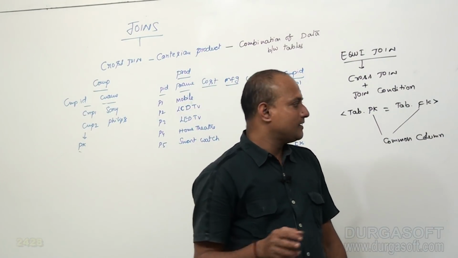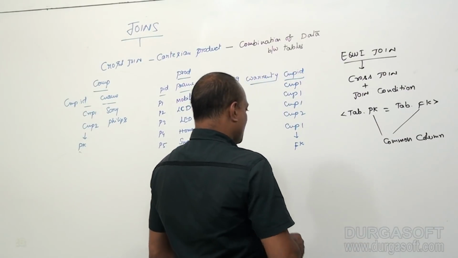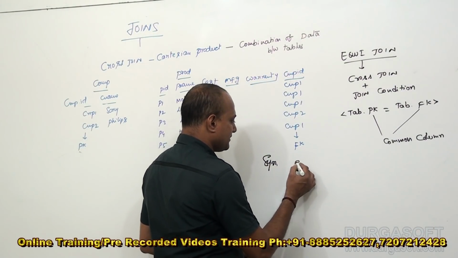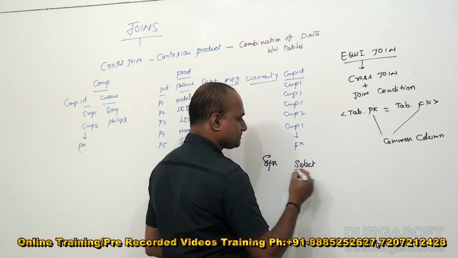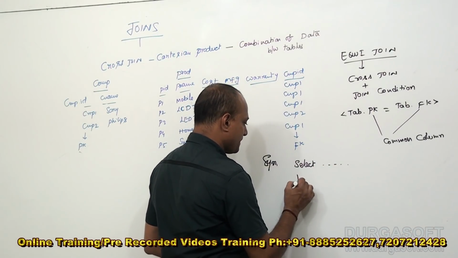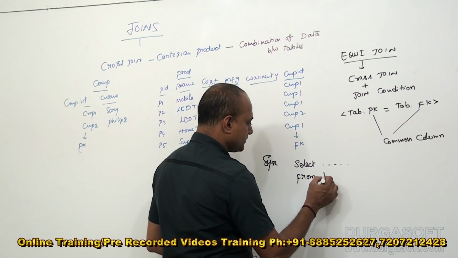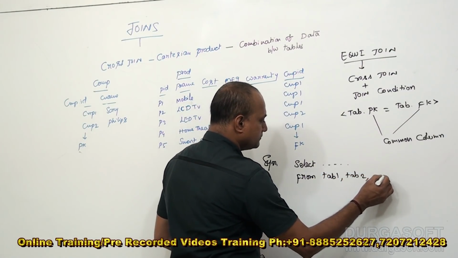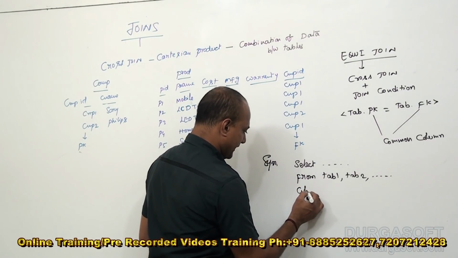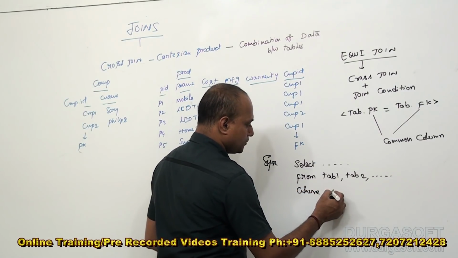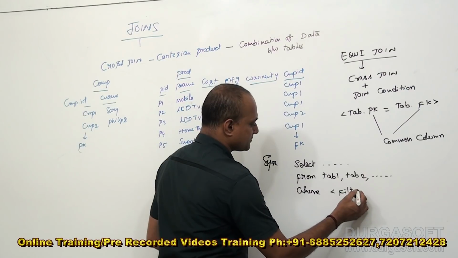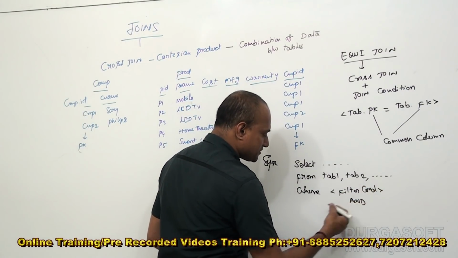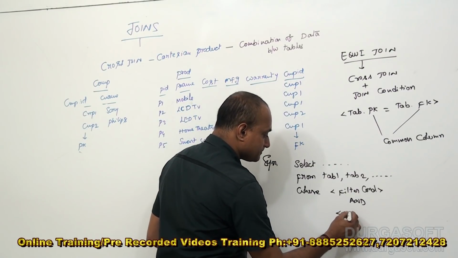Remember that. Okay. What is the query syntax? Let me write the syntax here. Select your data, whatever the data, from table 1, table 2, where here you can write filter conditions, and after that you need to write join condition.